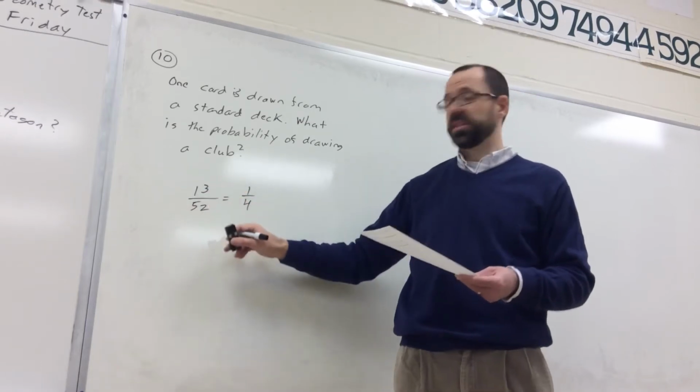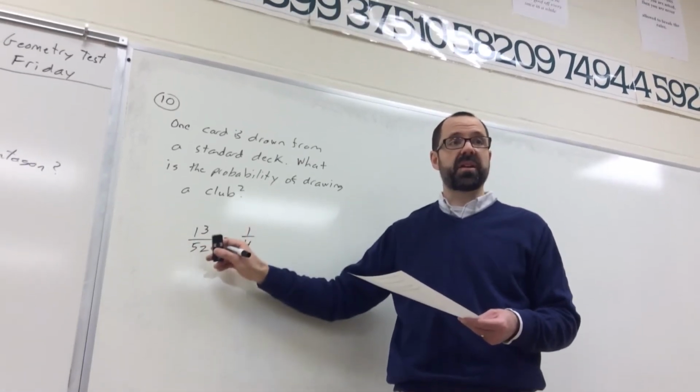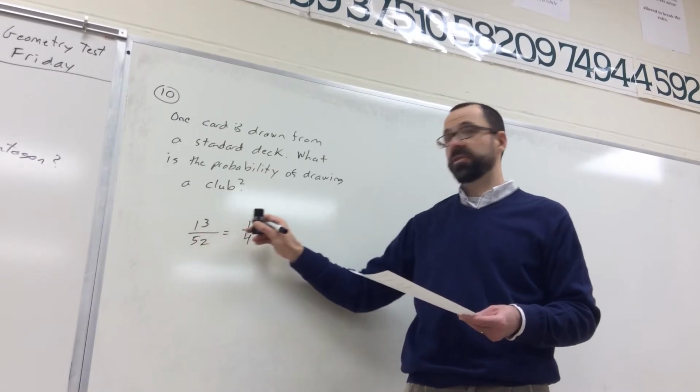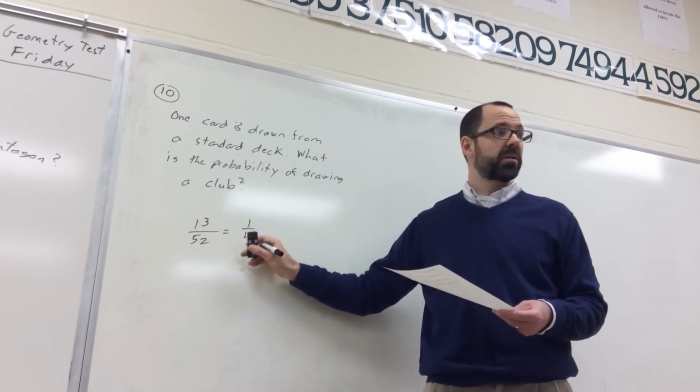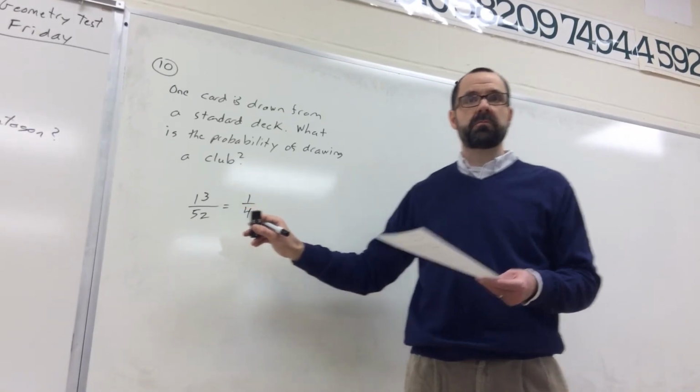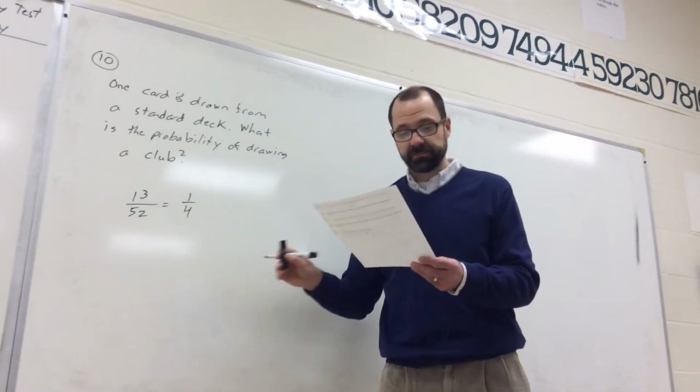And the way I reduce this is I just divide it by 13 on the top and the bottom. 13 divided by 13 is 1, and 52 divided by 13 is 4. All right, so that's that question.